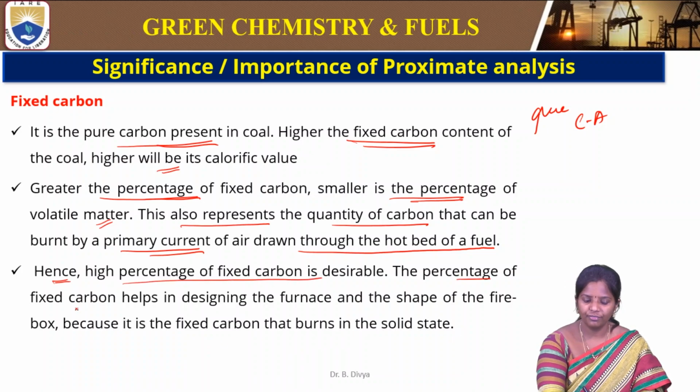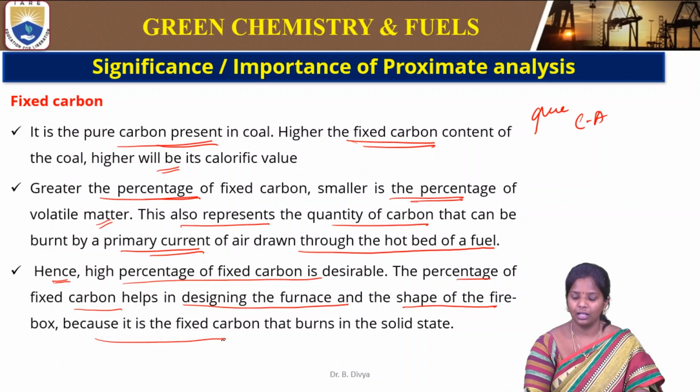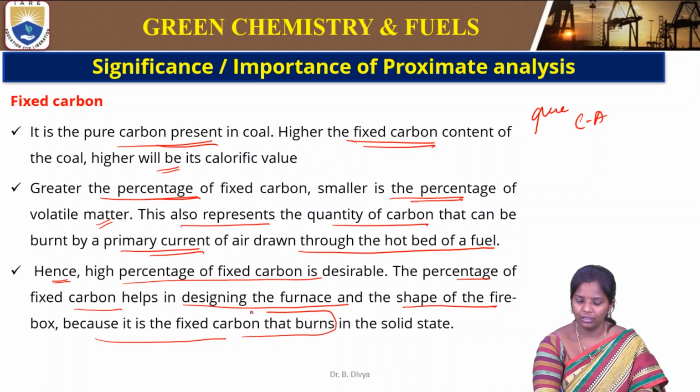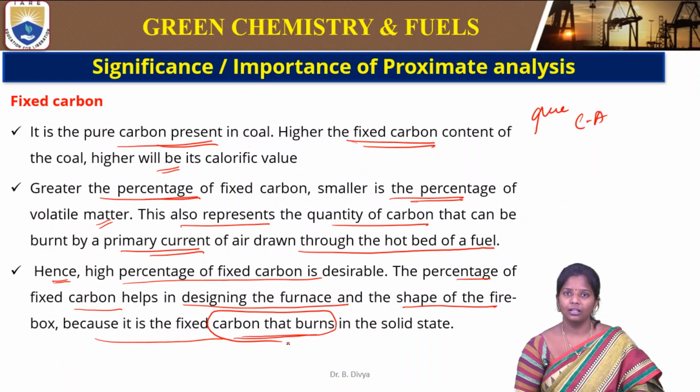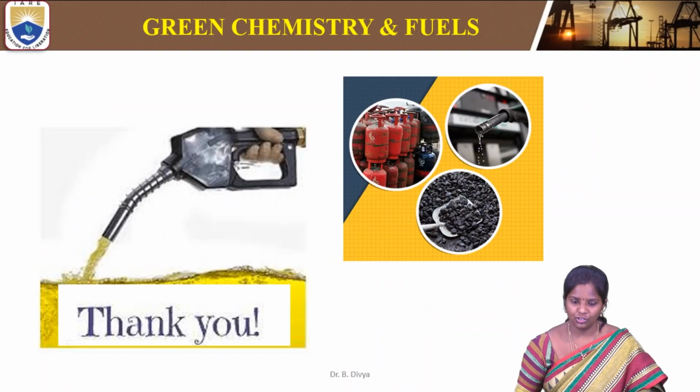The percentage of fixed carbon helps in designing the furnace and the shape of the firebox, because it is the fixed carbon that burns in the solid state. Whatever is there, it is the fixed carbon that is burning in the solid state. So the coal should have the highest percentage of carbon, so that it gives more energy.